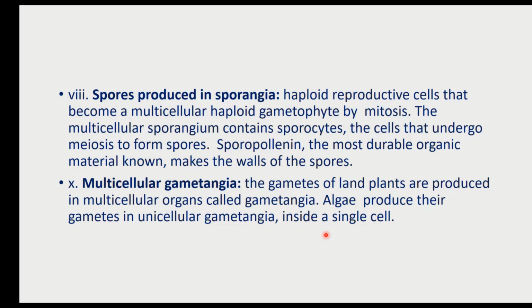And lastly, there will be multicellular gametangia, where the gametes of land plants are produced in multicellular organs called gametangia. So this is also another terminology that you might need to look out for. What is gametangia? Algae produce their gametes in unicellular gametangia inside a single cell.